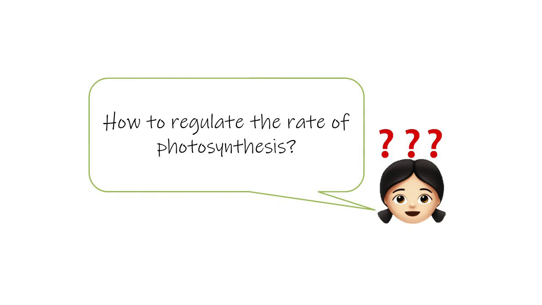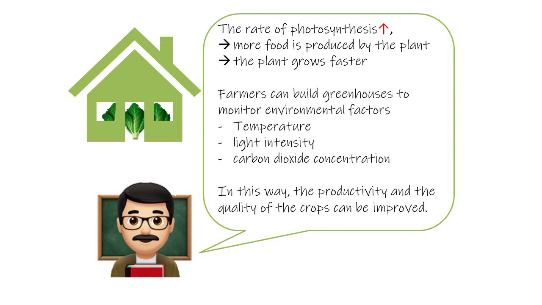So, how do we regulate the rates of photosynthesis? As the rate of photosynthesis increases, more food is produced by plants and the plant grows faster. Farmers can build greenhouses to monitor environmental factors such as temperature, light intensity, and carbon dioxide concentration, so as to regulate the rates of photosynthesis of their crops. In this way, the productivity and the quality of the crops can be improved.